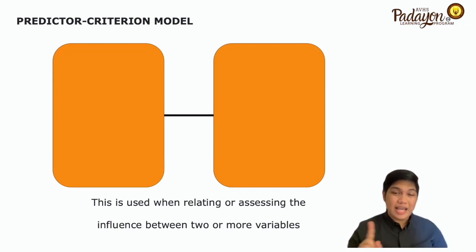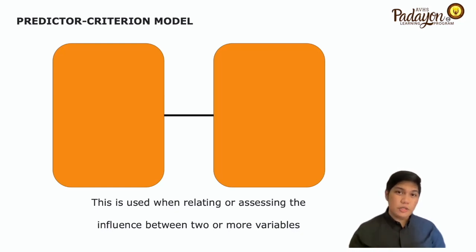Number one is the type of study that you will be conducting. Second is the manipulation of variable. Third is the line that you will be using to connect your first variable to your second variable. Let's go with the first one, the type of research that you will be conducting.